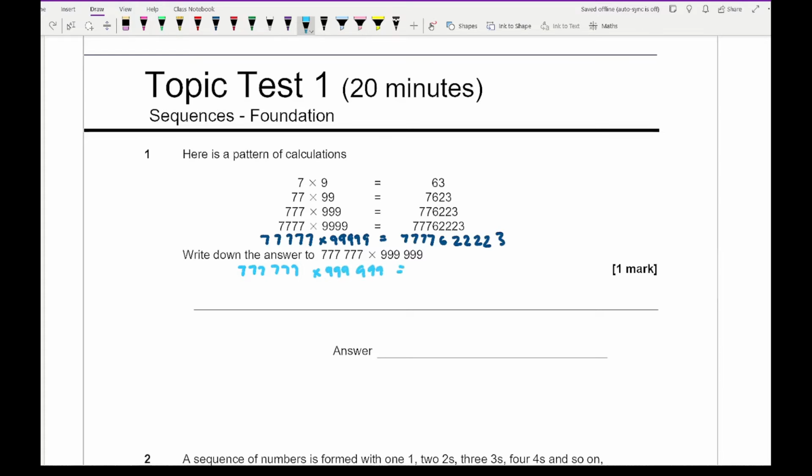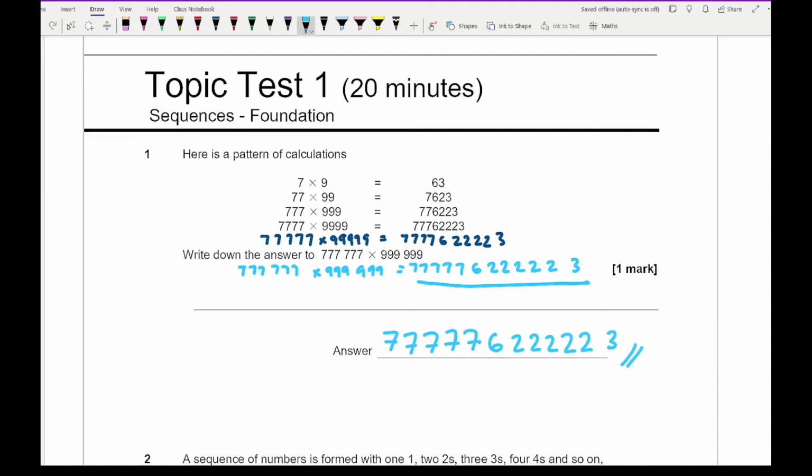And looking at that answer, well, I'm going to have an extra 7, so that's going to be 5 7s in total, 1 6, and then 5 2s, and then a 3 at the end. So the answer is going to be this. It's going to be 7 7 7 7 7, and 6, and then 5 2s, and 3. And there is our final answer.